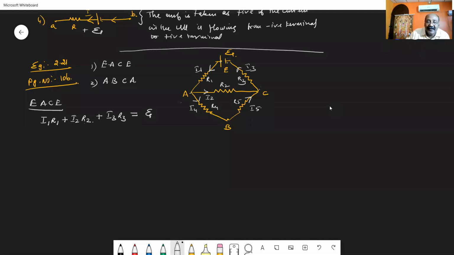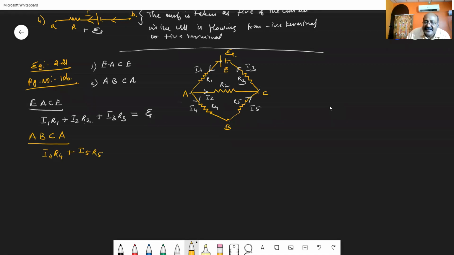Similarly, I am considering the second one, A, B, C, A. From A to B, when I am moving, the direction of current is along the same path. So the product of current and resistance is positive. So I4 R4 is positive. Then I am moving from B to C. Again, the direction of current and the direction of the path are the same. So I am writing I5 R5.